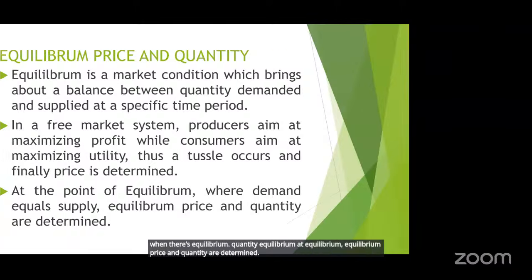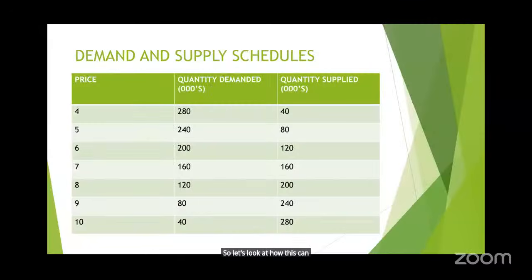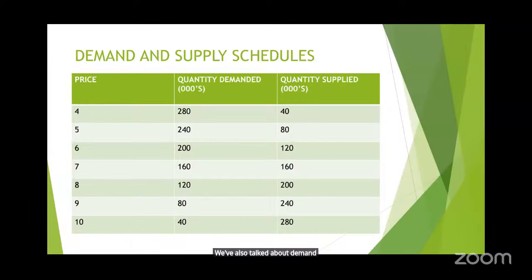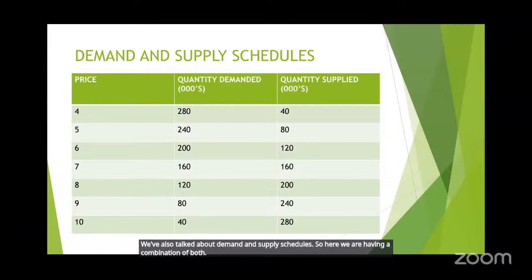So let's look at how this can be done graphically. That means we are coming to the interaction between demand and supply. We've talked about demand and we've talked about supply. We've also talked about demand schedules and supply schedules. So here we're having a combination of both. We are looking at various prices, quantity demanded, and quantity supplied in thousands.